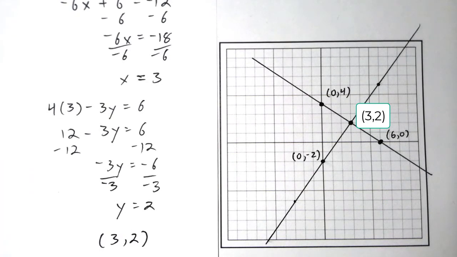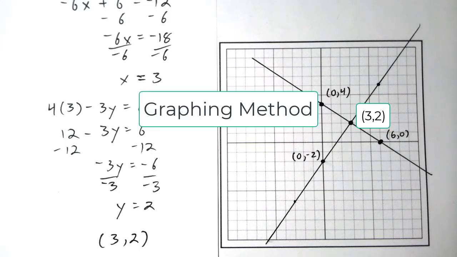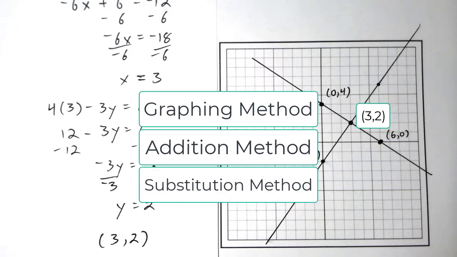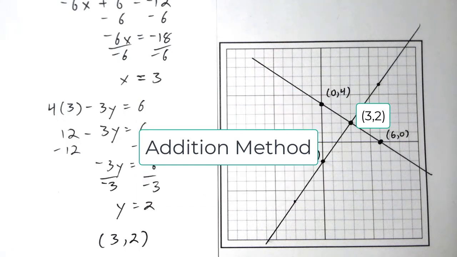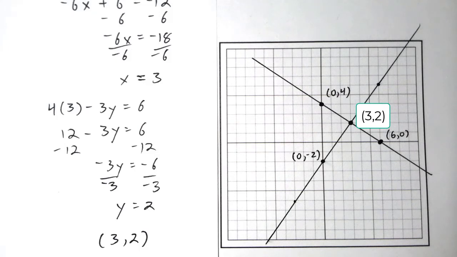So we've done this problem 3 different ways. We've done the graphing method, the addition method, and the substitution method. My favorite of these 3 is the addition method. It tends to be the cleanest. But depending on the problem you're working with, depending on how things are set up at the beginning, it may be that one of the other methods is better. So it's really a judgment call that you should make when you see the problem at first.